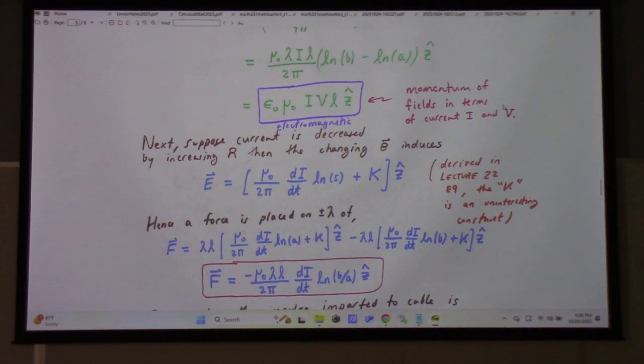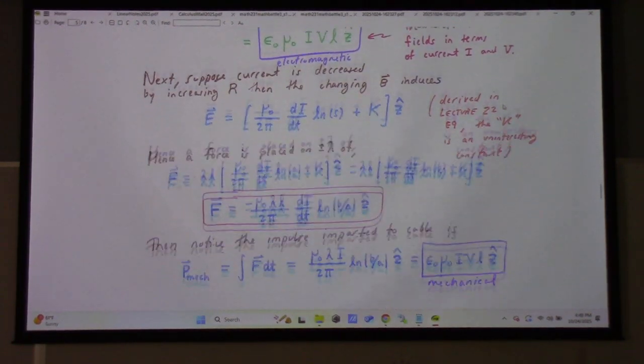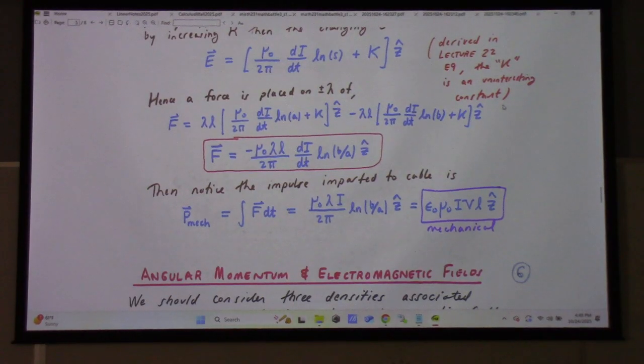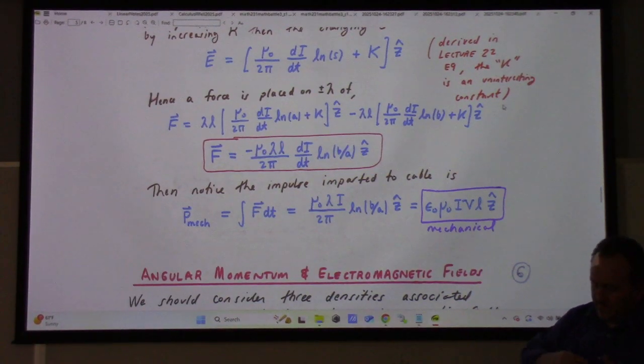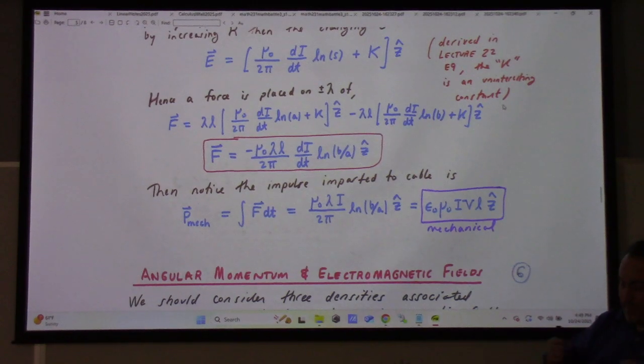This is, by the way, the mechanical force put on the wires that have the charge, the plus lambda and the minus lambda. It's a mechanical force, right? And so to calculate the mechanical impulse, the change in the mechanical momentum, we integrate the force over time. And because you've got this di dt, if you just integrate that over the time it takes for the current to go from I to 0, we just get that.